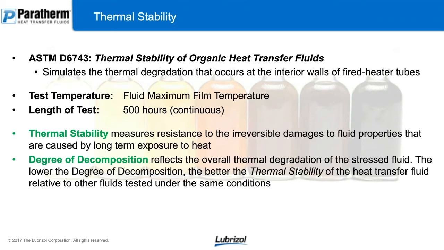And what it's determining is something called the degree of decomposition. Now what that is, it's just giving you a representative number that reflects overall thermal degradation of the stressed fluid. By stressed fluid, we mean the fluid that's been in the oven for those 500 hours at the temperature. So what you're looking for is a fluid that demonstrates a lower degree of decomposition after the test is over. The lower the degree of decomposition, the better the thermal stability of that heat transfer fluid relative to any other fluid tested under identical conditions.